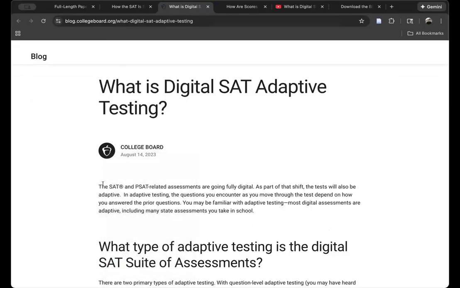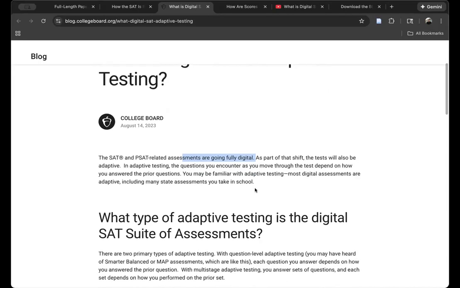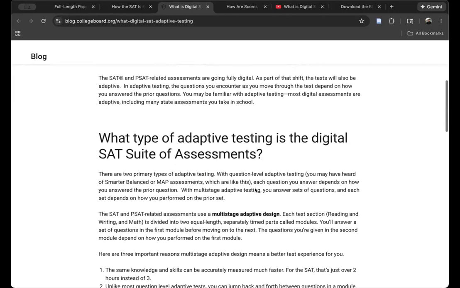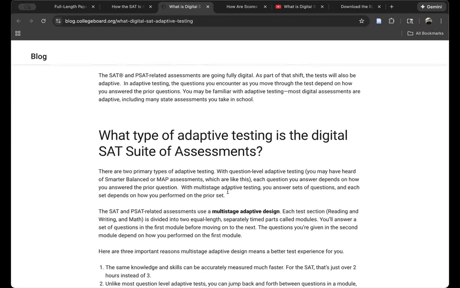So the idea is the assessments are now digital. Before, they used to be scantrons on paper. So my SAT that I took was on paper. My PSAT that I took was also on paper. Now all the testing is digital. What that means is the test responds to you.